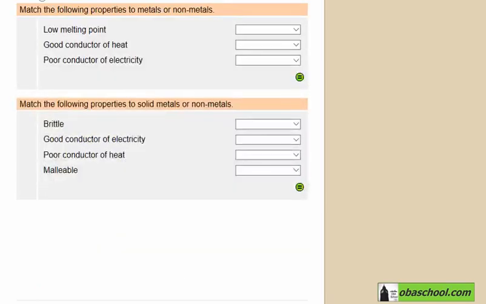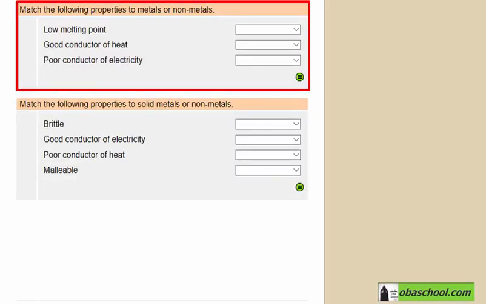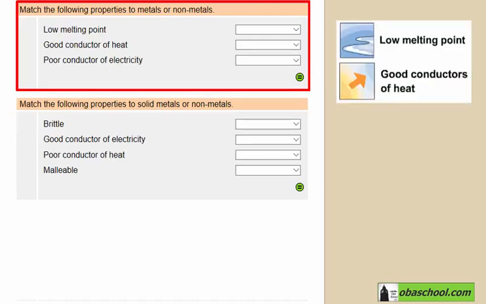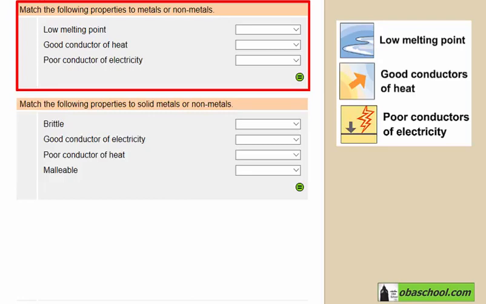Let's now answer some questions. First of all, match the following properties to metals or nonmetals. Low melting point, good conductor of heat, and poor conductor of electricity. Which of these properties corresponds to a metal and which to a nonmetal?